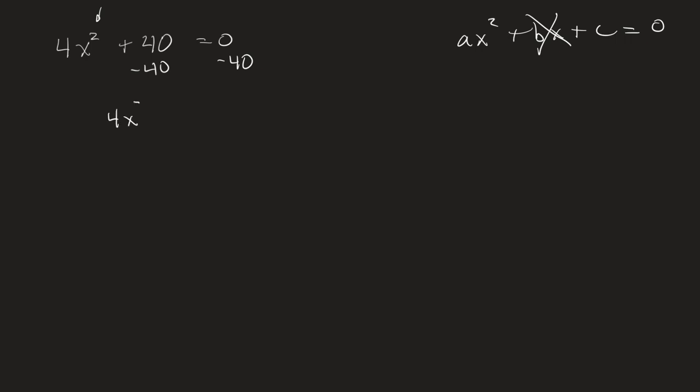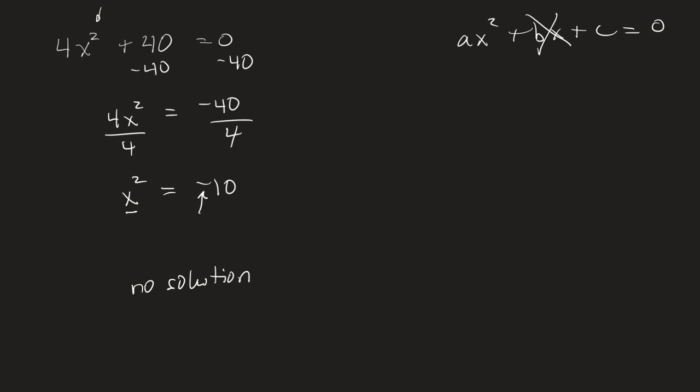So I have 4x squared equals negative 40. And then divide both sides by 4. So you get x squared is equal to negative 10. Now when you look at that, there's no number that you can square that'll get a negative number. And so in this one, I would probably say there's no solution.